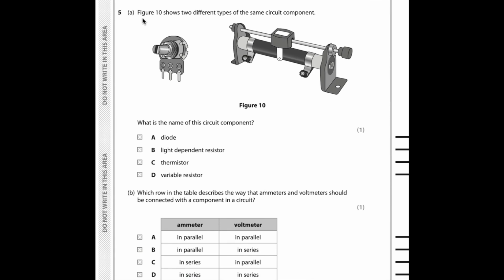Question 5. Figure 10 shows 2 different types of the same circuit component. So these are both the same thing. They're just different variations. So I'll tell you what they are straight away. It's a variable resistor. What's the name of the circuit component? Yeah, D, variable resistor. So this thing, you turn the dial and it varies the resistance, and this thing, that's what we call a jockey, and you move the jockey backwards and forwards along this bar, and that changes the resistance. There's a load of resistance wire in this loop here.